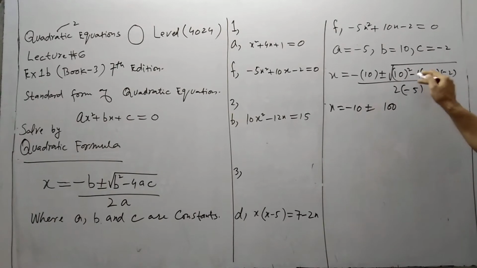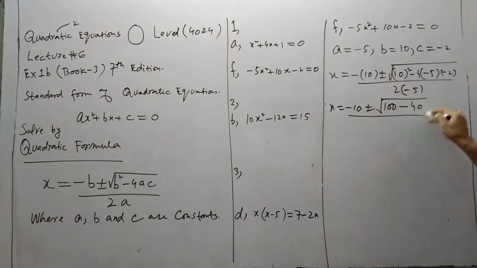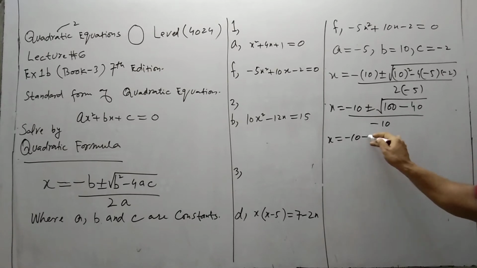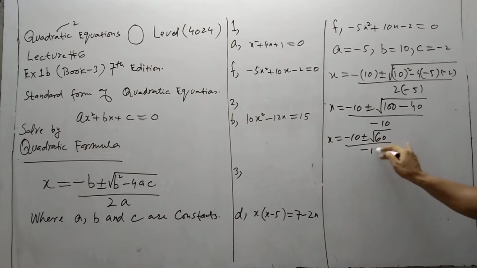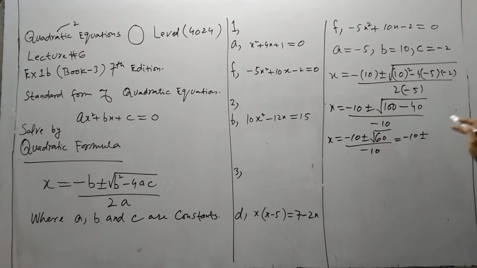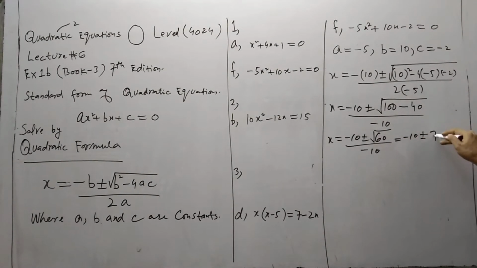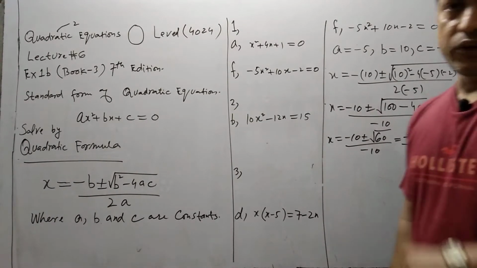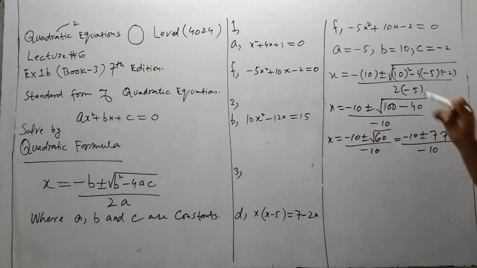100, minus minus plus, plus minus minus. 4 5s are 20, 20 2s are 40, upon 2 into minus 5, minus 10. So x is equals to minus 10 plus minus square root of 100 minus 40, which is 60, upon minus 10. Minus 10 plus minus, what is the value of root 60? It is 7.75 upon minus 10.